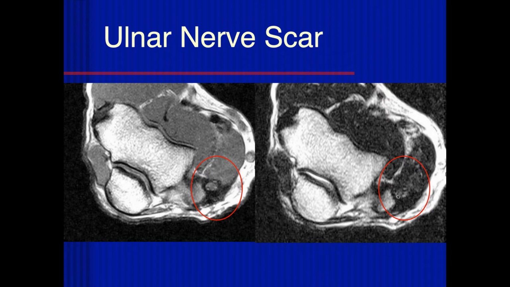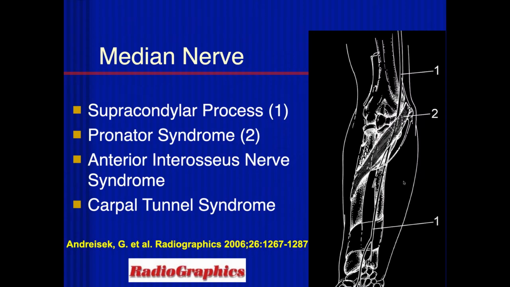Okay. Well, let's move on to the median nerve. It comes down by the supracondylar process, up and through here. Then it goes by the pronator muscle, in which case if you have compression here, it gives you the pronator syndrome. Then it goes distally and becomes the anterior interosseous nerve, and there's an AIN or anterior interosseous nerve syndrome that can be associated with compression in this location. And then distally, we can get compression in the carpal tunnel and get carpal tunnel syndrome. So there's a list of different ones.